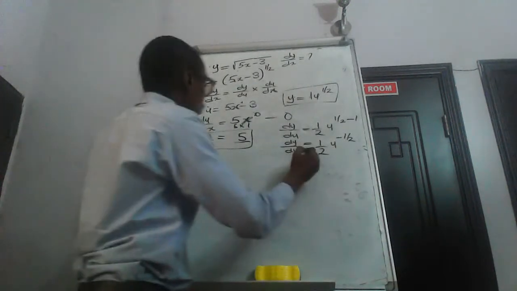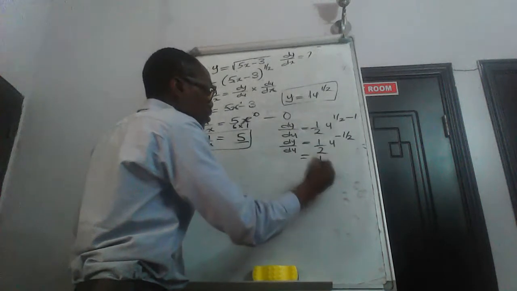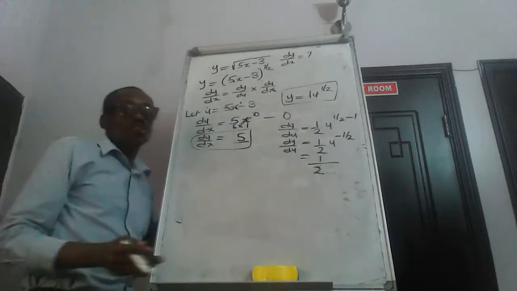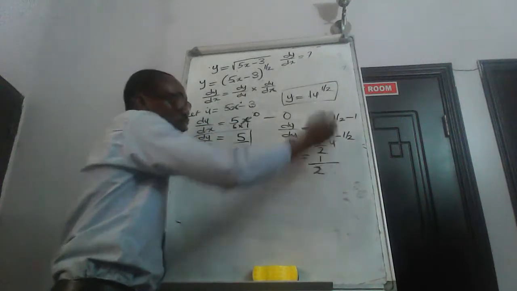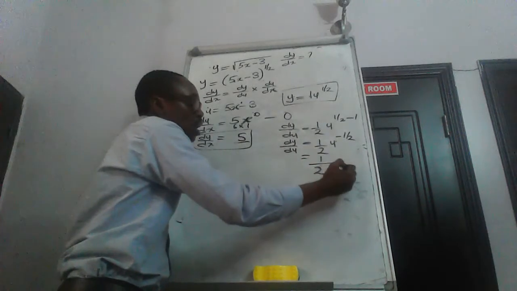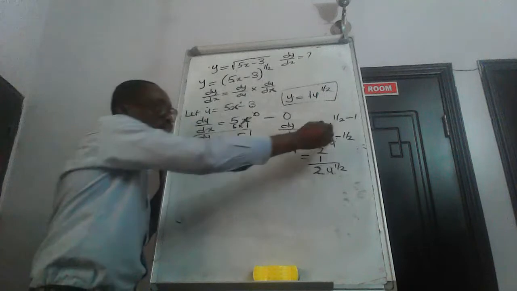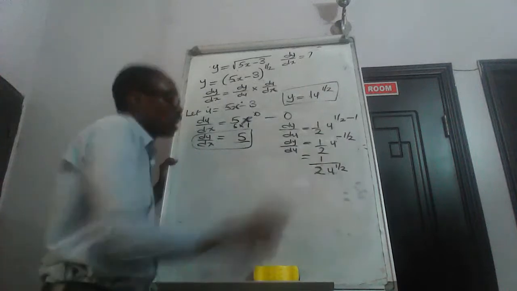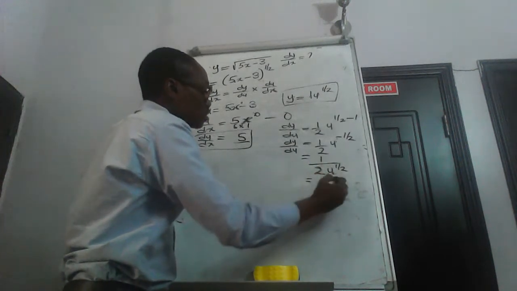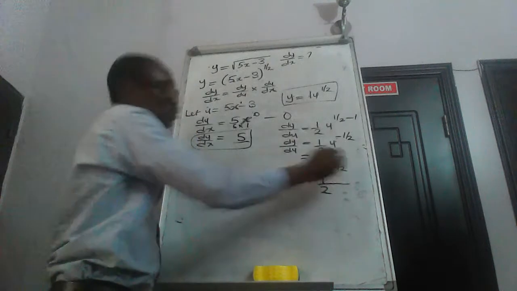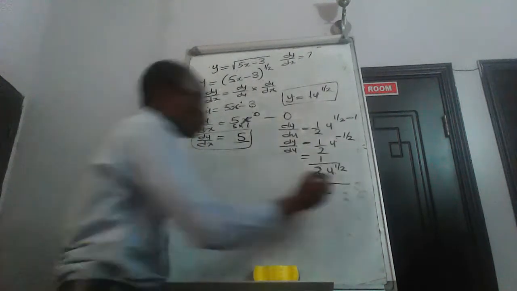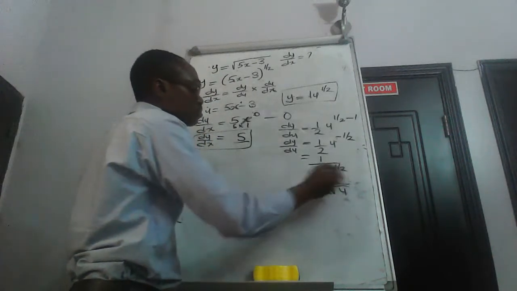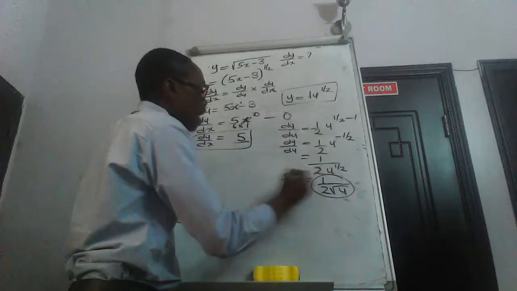So you can write it in a better way by applying the law of indices. u raised to the power minus half is the same thing as 1 over u raised to the power half. When this u comes down, the power will become positive. So we have 1 over 2 u raised to the power half. And u raised to the power half is the same thing as square root of u. So you can write it as 1 over 2 square root of u. So this is our dy du.